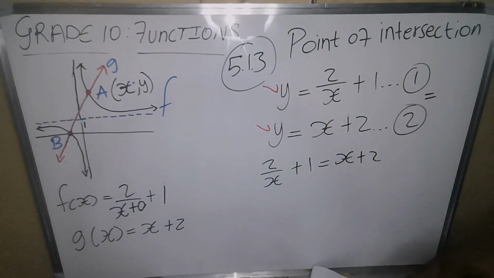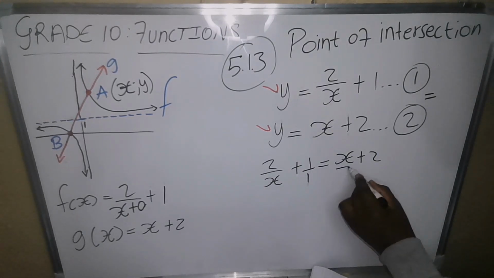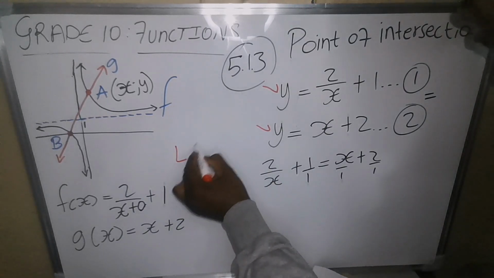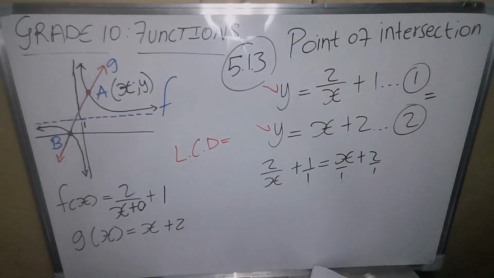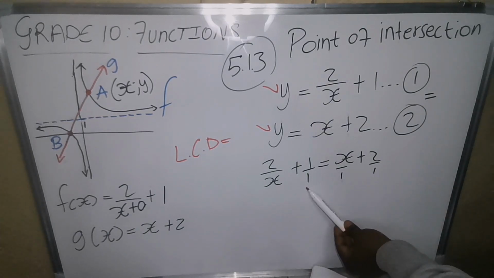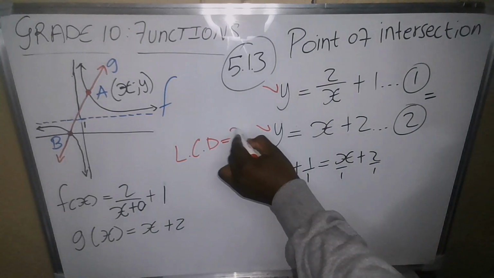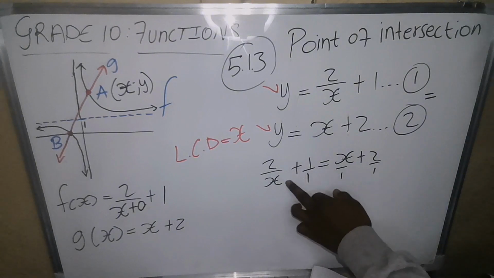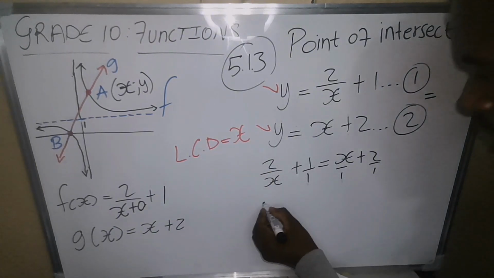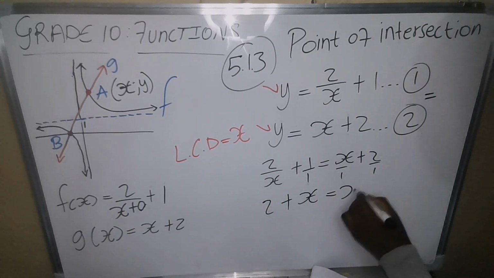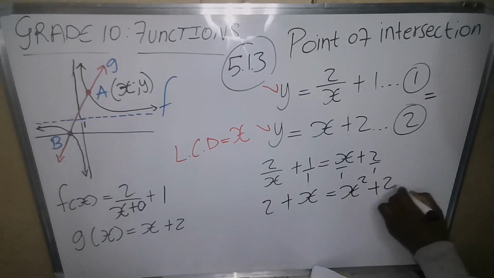Then solve for x. You can see that there are fractions here. How do you deal with fractions? If you have fractions, you must find the lowest common denominator. What is our lowest common denominator? You multiply your denominators: x, 1, 1, 1. Our LCD is x in this case. Therefore, you're going to multiply each and every term by x. 2 over x times x: this x will cancel this x, and we have 2. x times 1 plus x, x times x is x squared, and 2 times x is 2x.